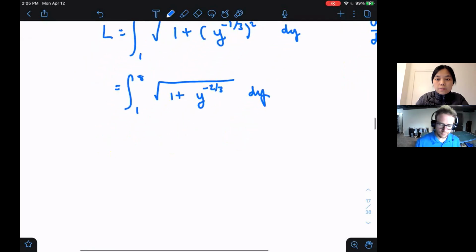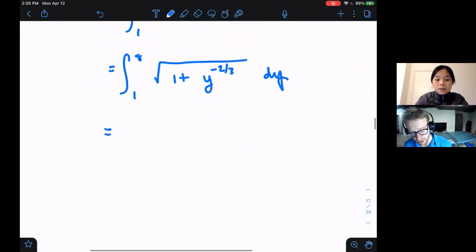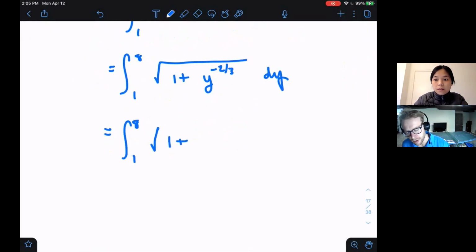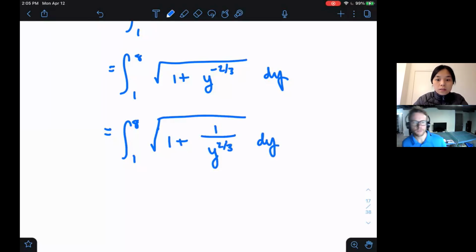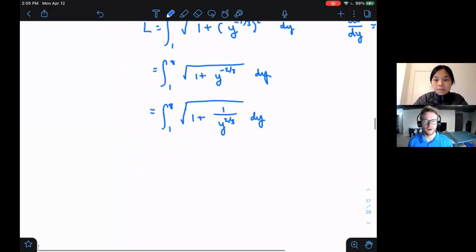And so I'm going to go ahead and think about rewriting this negative exponent as division here. It's just something to do, because again, we haven't seen anything exactly like this. So I'm going to write this as 1 divided by y to the 2/3 power. Y to the 2/3 power there. And okay, that's not looking great still.